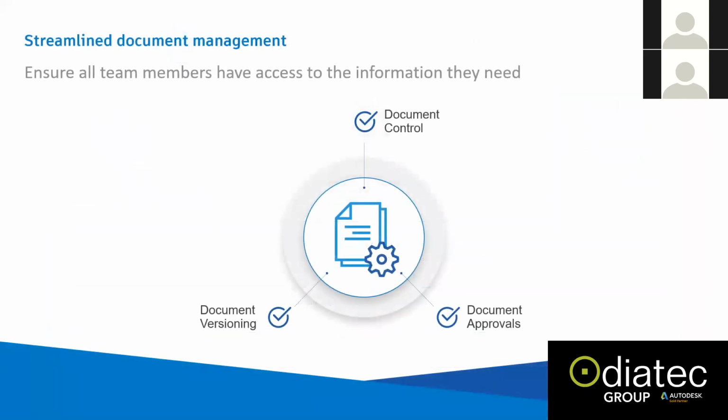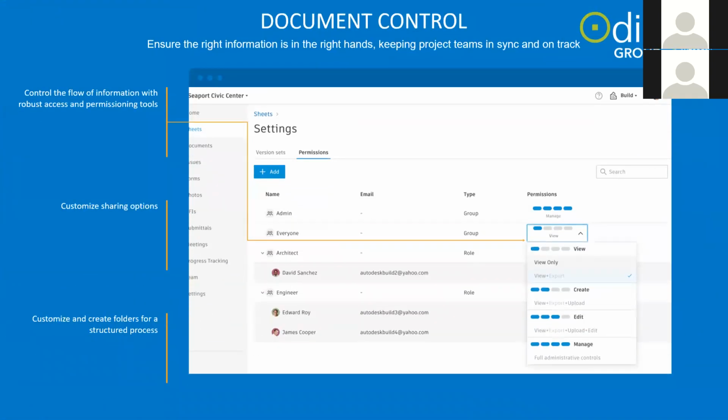Some of the features, looking at the Build module as part of Autodesk Construction Cloud, allow you to do things that we could also do in BIM 360, such as controlling documents, the automatic versioning of a file, and document approvals by creating approval workflows, for example. This ensures that the right information is in the right hands and keeps project teams in sync. So you're able to control the various different permissions. Let's say, for example, you only want a certain design team to have access to certain design folders.